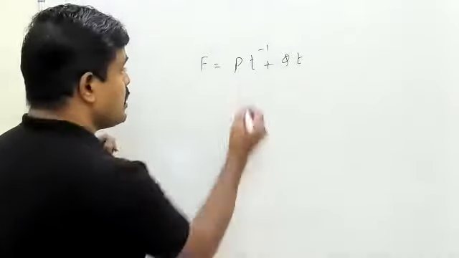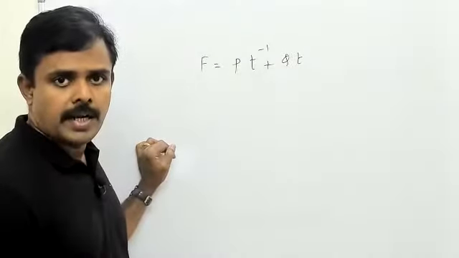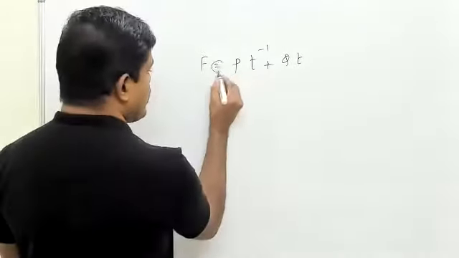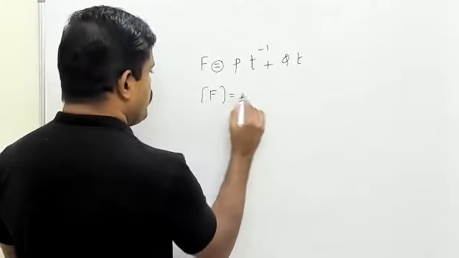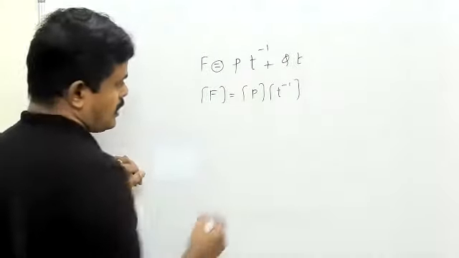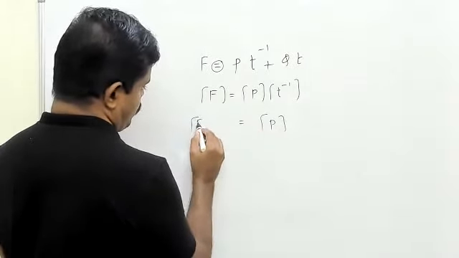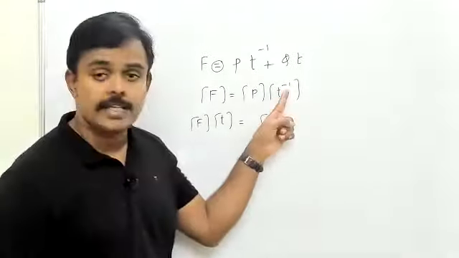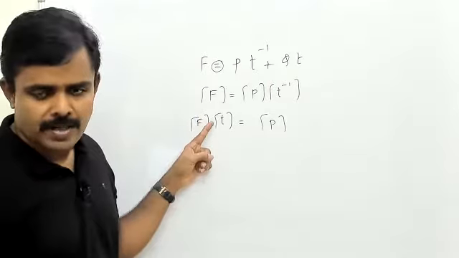How do we find this? We have been given an equation: Pt raised to minus 1 is equal to Qt. How do you apply the principle of homogeneity? Look for the equality sign. This is an equality sign, right? So both sides should have the same dimensions. So the dimension of force must be equal to the dimension of P into the dimension of T raised to minus 1. Then the dimension of P is equal to the dimension of force into the dimension of T. Why? This was actually T raised to minus 1. When T raised to minus 1 is taken to the left side, it becomes T raised to plus 1. Am I correct?